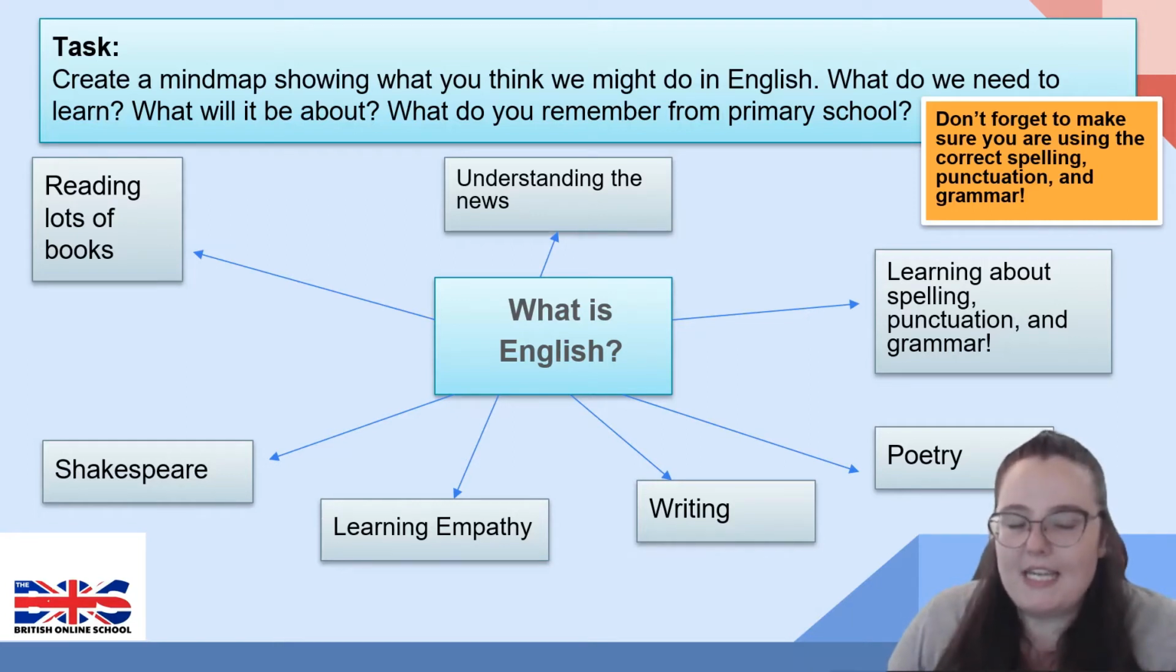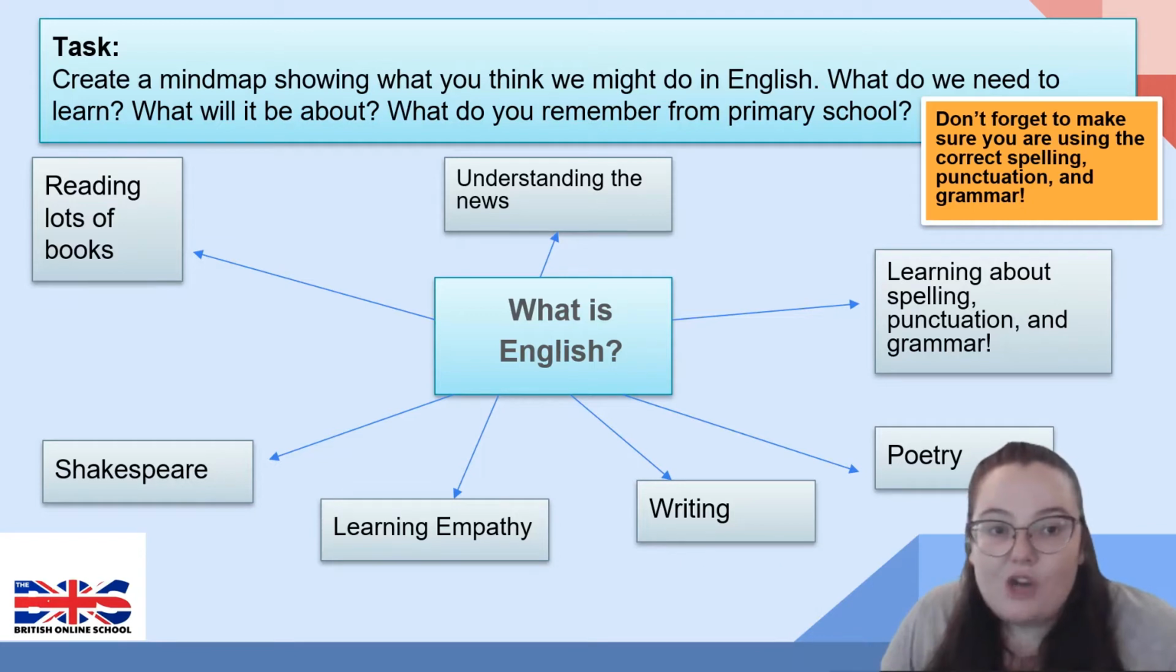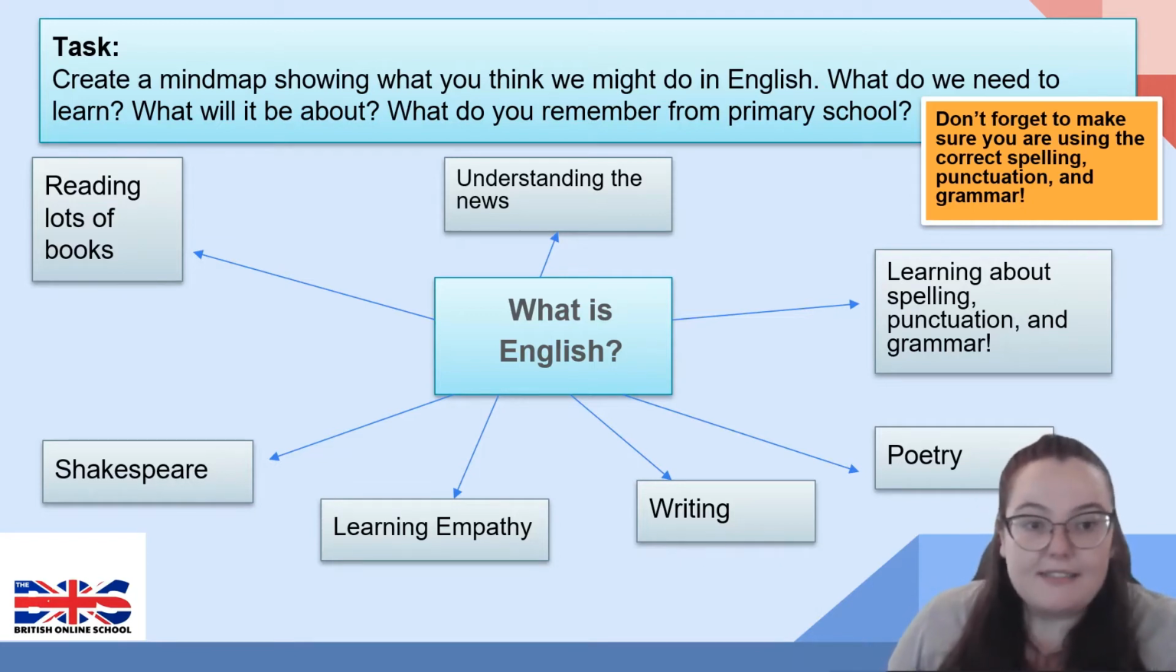Writing is a really key part of English, whether that's writing a letter, writing a CV, or writing a best-selling novel. Either way, that's something that we're going to learn in English, learn how to write, how to structure our writing. And it's a really key skill that we're going to come out with at the end.